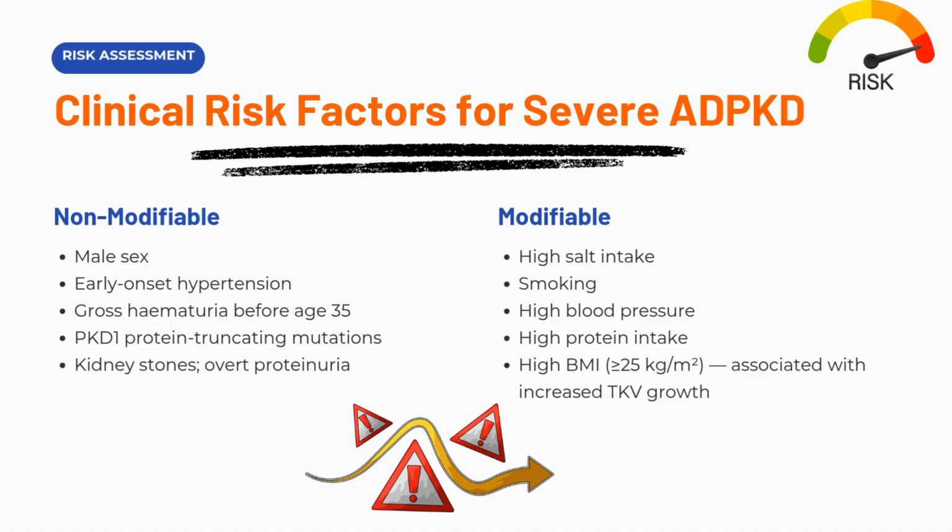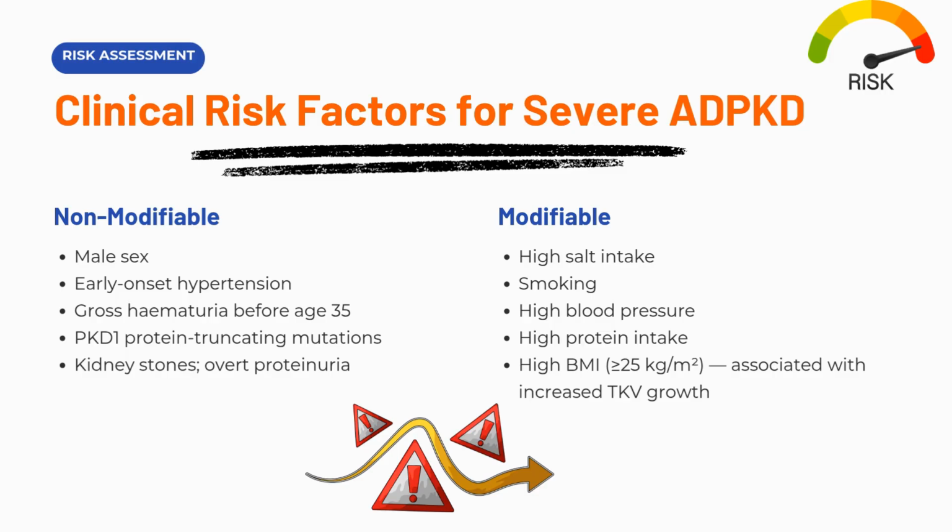Now let's move to risk stratification, because not all ADPKD patients progress in the same way. Identifying high-risk patients early is critical for management decisions. First, the non-modifiable factors. Male sex is associated with more severe disease. Early onset hypertension is a strong predictor of faster progression. Gross hematuria before the age of 35 is another warning sign. PKD1 protein truncating mutations are linked to more aggressive disease, and patients with kidney stones or significant proteinuria tend to have worse outcomes.